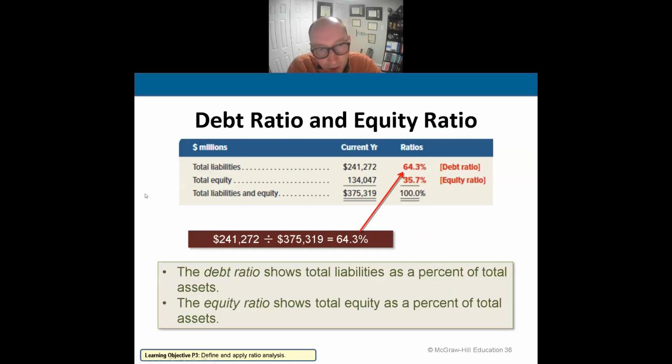The debt ratio, we take the total liabilities divided by total liabilities plus equity. Total liabilities plus equity is on the bottom. So total liabilities divided by total liabilities plus equity equals the debt ratio. That ratio shows the total liabilities as a percentage of total assets. That's what it shows us.